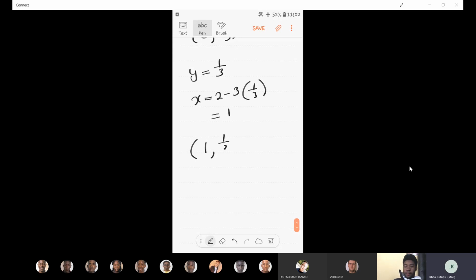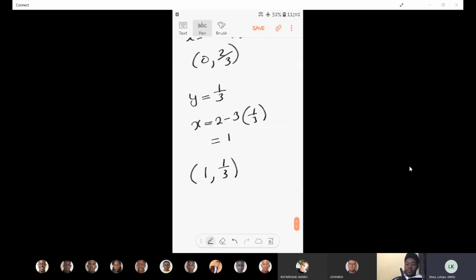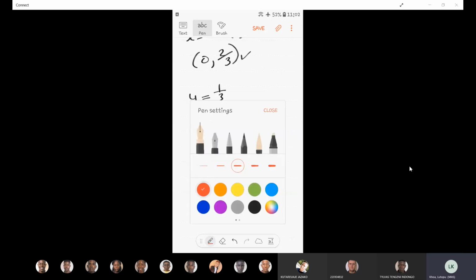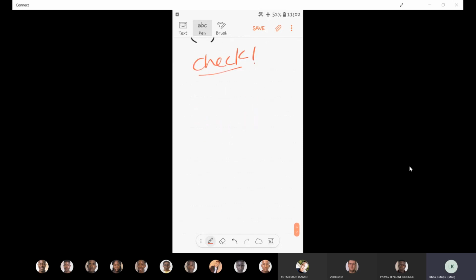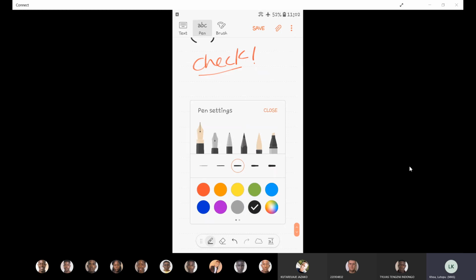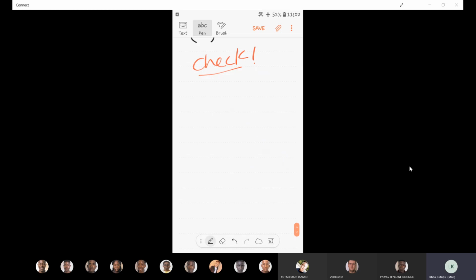Did I write the first one correctly? Yes, I did. So x must come first and then y. It's always in that order. And then these are your two solutions. As usual, check and make sure that they are indeed correct. You substitute them into the first equation, substitute them into the second equation, and see if the values do satisfy the equation.